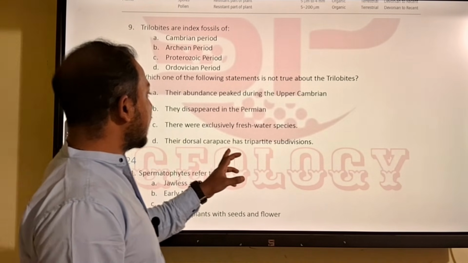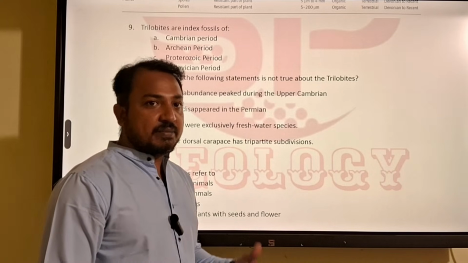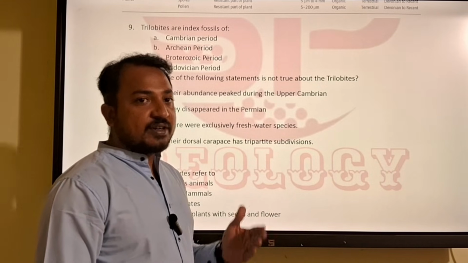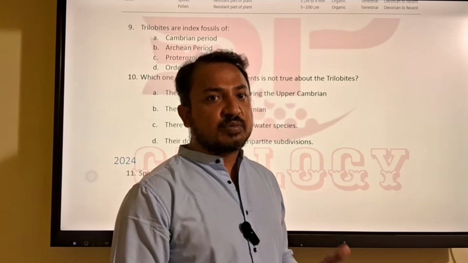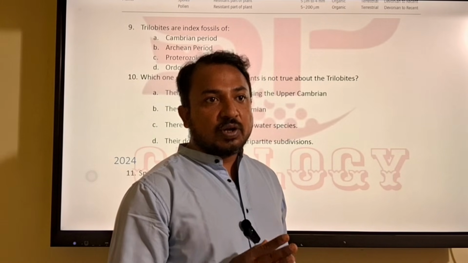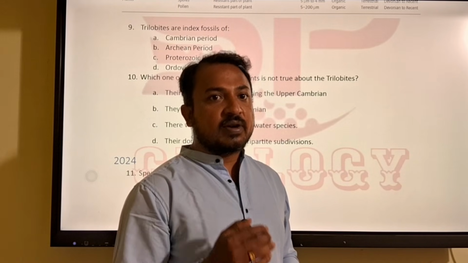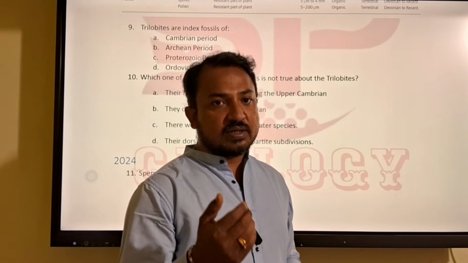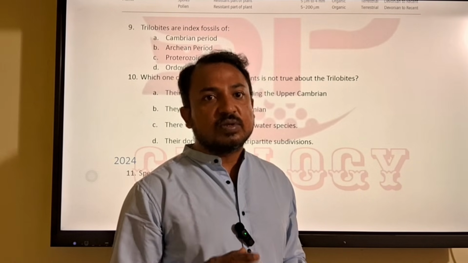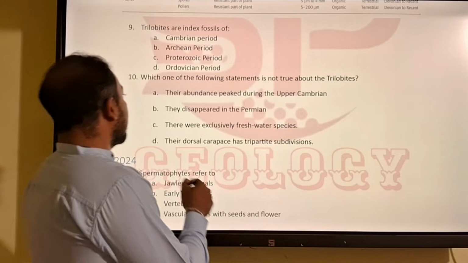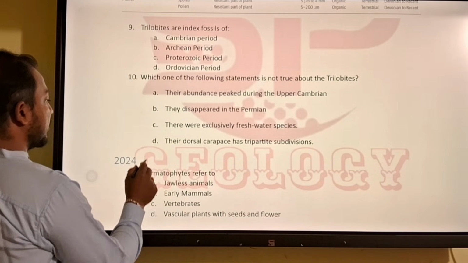That dorsal carapace has tripartite subdivision that we have discussed. The Trilobite is divided into 3 lobes in longitudinal section and 3 lobes in transverse section. So in longitudinal section it has 3 lobes, one is axial lobe, 2 pleural lobes. In transverse section it has 3 parts, that is cephalon, which is called the head, then thorax, which is called the body, then pygidium, which is called the tail. So here the option C will be incorrect. It is false. So answer will be C.